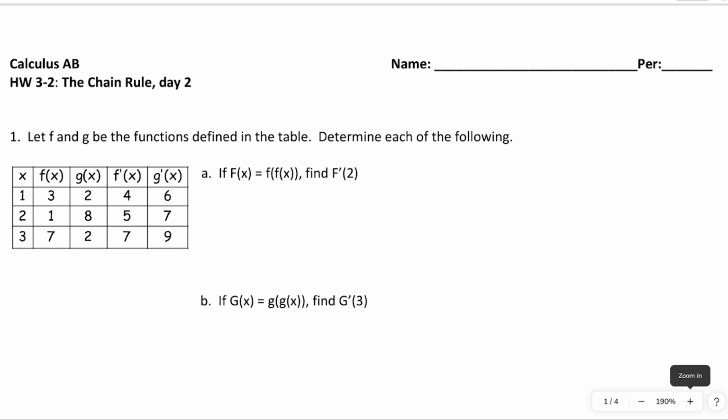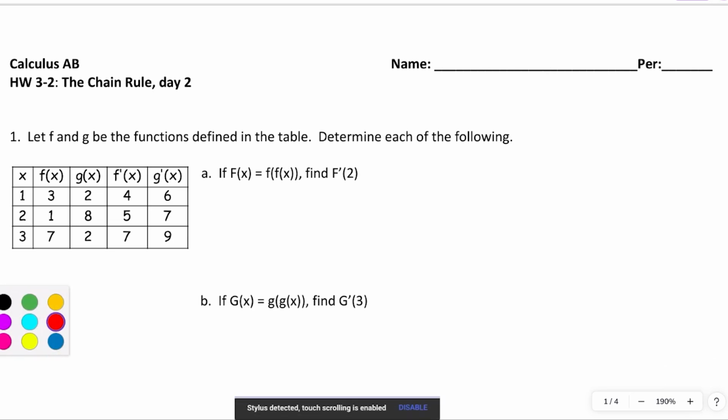Number 1 says, let f and g be functions defined in the table, determine each of the following. So if the function capital F is f of f of x, find capital F prime of 2. So we're looking for the instantaneous rate of change of this composite function when x is 2. So first, let's find the derivative of f of f of x.